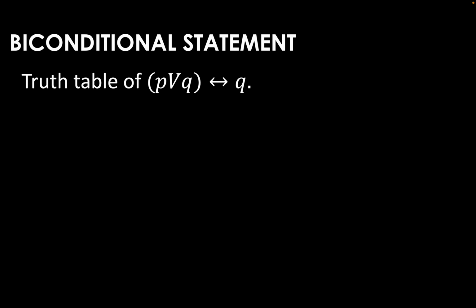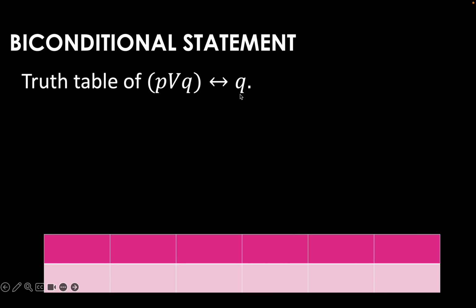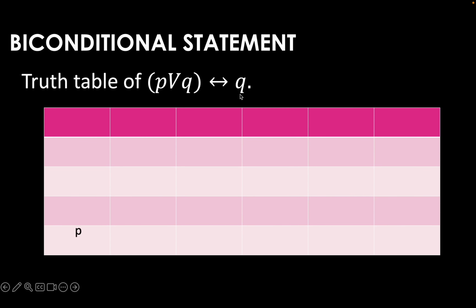Another example, let's construct the table of values of P or Q if and only if Q. So we have two propositions here. Your P statement is true, true, false, false. Your Q statement is true, false, true, false. So let's find the value of P or Q. That is a disjunction, right? It is false only when both statements are false, the rest are true.